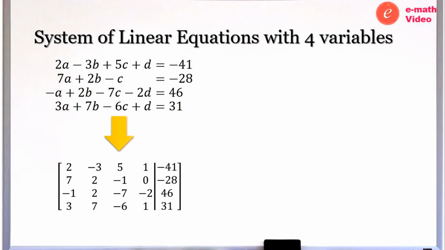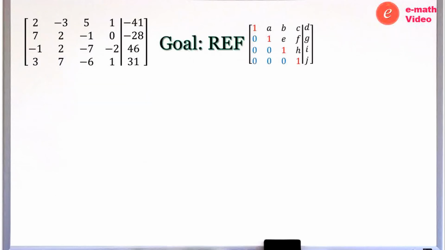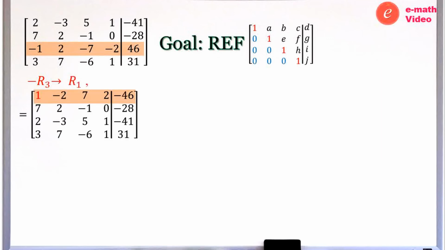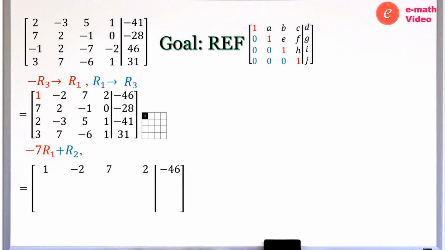Great. Our first goal is, of course, row echelon form. We will first multiply row 3 by negative 1 and make it into row 1. Original row 1 becomes new row 3, so that I can get my first leading one here. Now, negative 7 times row 1 plus row 2. 1 times negative 7 is negative 7. Negative 7 plus 7 is 0.